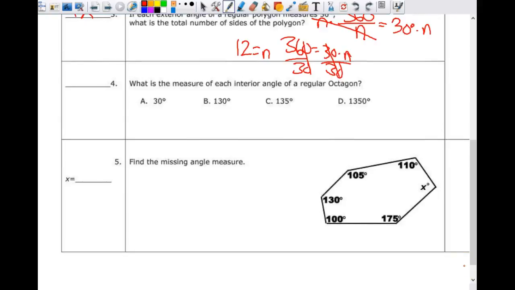What is the measure of each interior angle of an octagon? That formula is n minus 2 times 180 divided by n. 8 minus 2 times 180 divided by 8. 6 times 180 divided by 8.